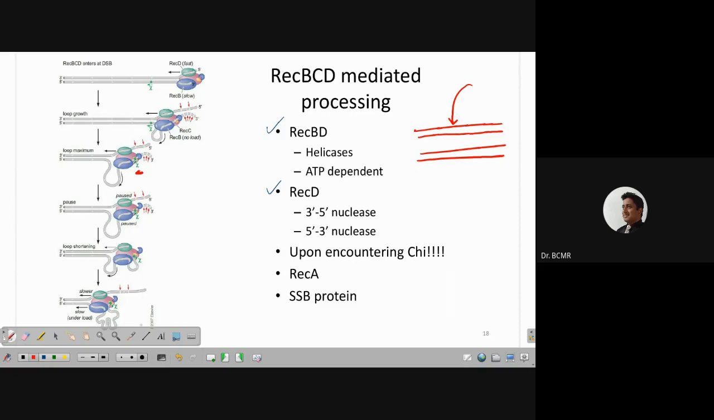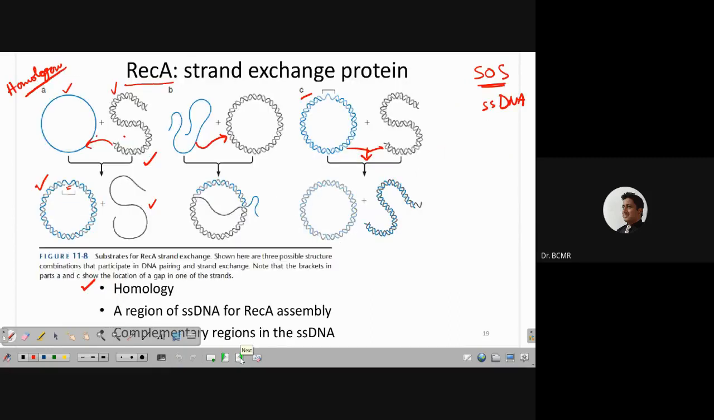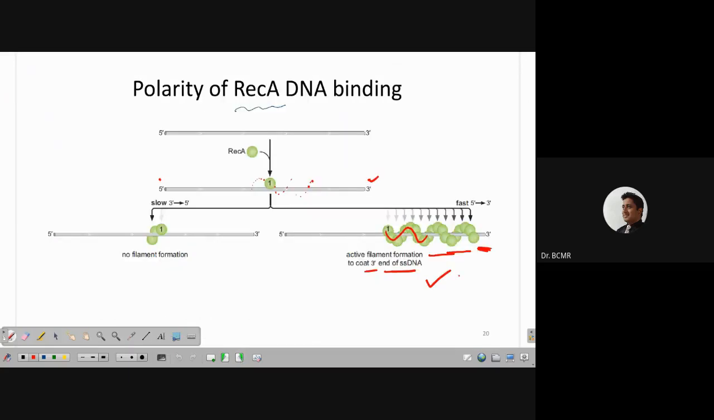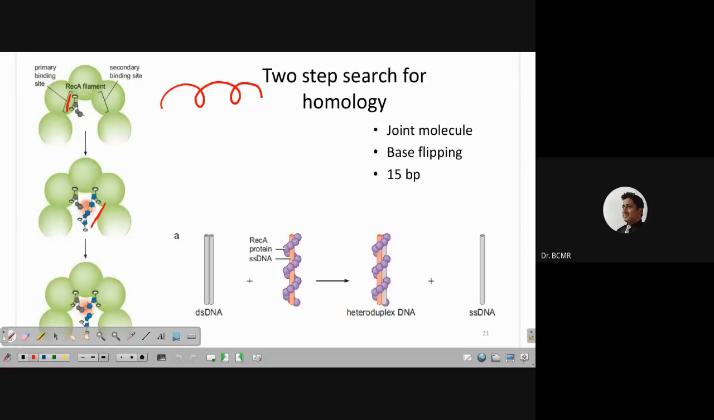And then there will be a strand invasion step, and that involves a protein called RecA, right? RecA is a protein which we already discussed in the SOS response. It is single-strand binding specific, and it has some properties of strand exchange. We have seen that it binds to the single-stranded DNA in this fashion, more towards the 3' end, and it also does strand exchange.